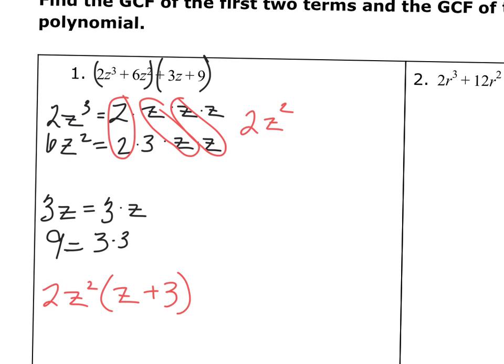All right, we're going to do the same thing with the last two terms. What do 3z and 9 have in common? 3. So I can factor out a 3. 3 is positive, so I'm going to say plus 3 times what's left over? z plus 3. That's it.